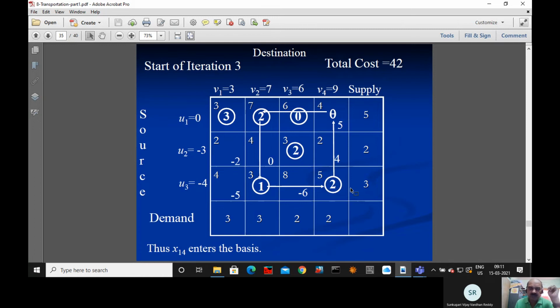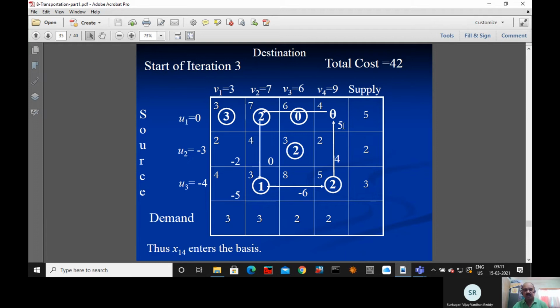So what is happening? With respect to the first row, you see the cell number 14. This value is becoming positive. Then you can see here, cell number C24 is becoming positive. That is 5. The first one was 5, the second one is 4, and the rest are negative. So as a result, this variable x14 is the entering variable.